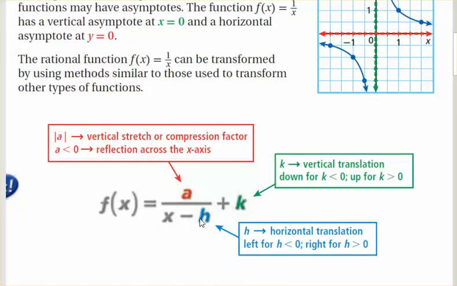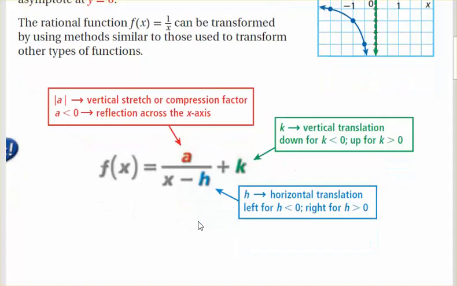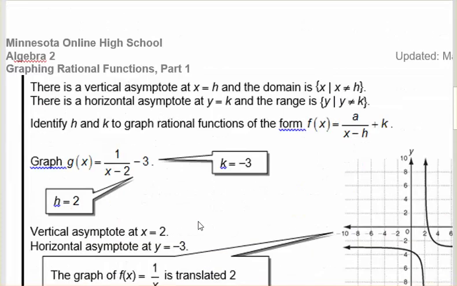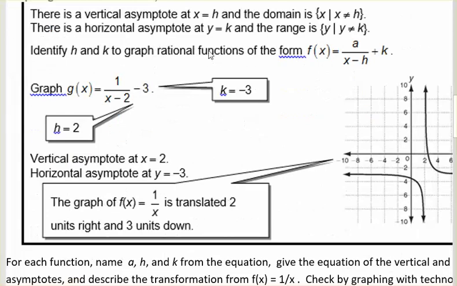And then in the denominator, that's where we find if it's moved left or right. If it's x minus a number, it moved to the right. If it's x plus a number, it moved to the left. So let's look at an example problem. We're going to look at g of x equals 1 over x minus 2, minus 3.